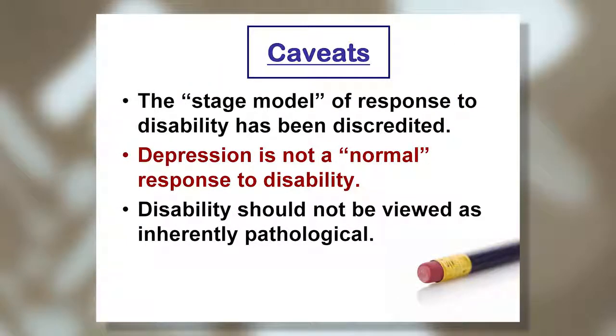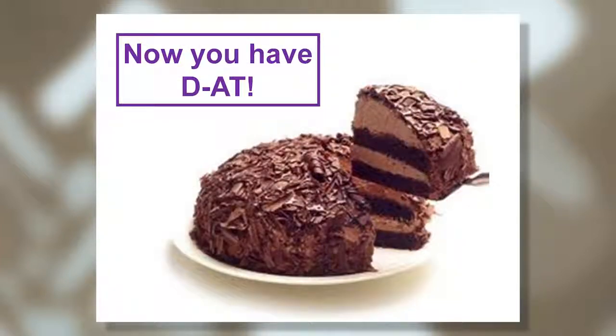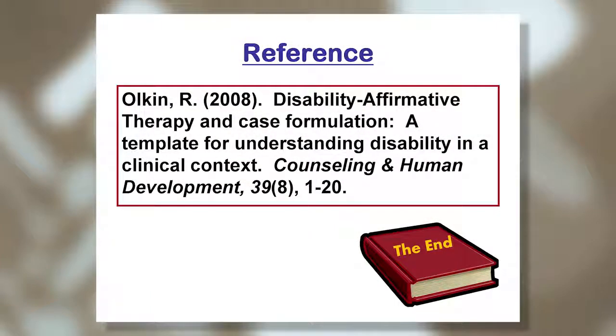Remember that the stage model of response to disability has been discredited. Depression is not a normal response to disability and should be treated aggressively. Disability should not be viewed as inherently pathological. And these 8 elements which I've described are just ingredients. Your responsibility is to put them together to make the cake that's disability affirmative therapy. I've given you a reference here if you want to read more about this.